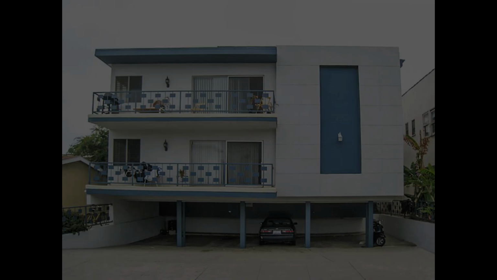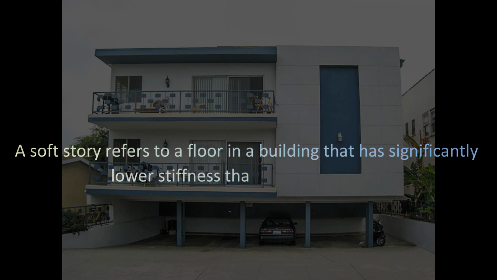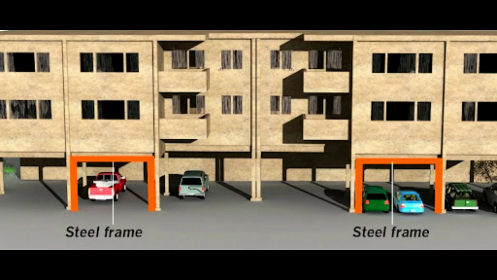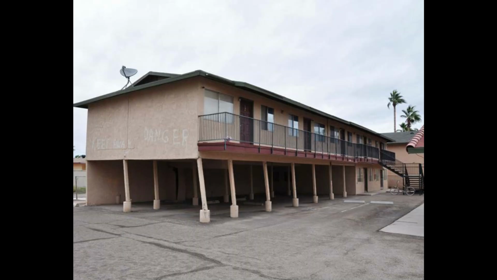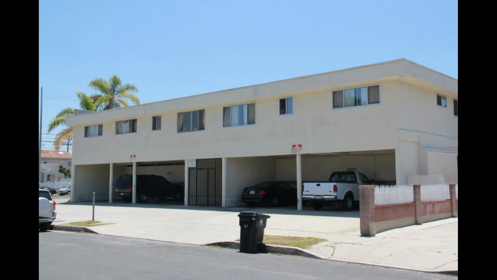As many of you already know, a soft story refers to a floor in a building that has significantly lower stiffness than the other floors. But just to refresh your memory, let's quickly review what it is and why it matters. Soft stories are common in multi-story buildings due to architectural or occupancy requirements, like large open spaces or parking garages. Essentially, a soft story, or flexible story, presents a weak point in the structure.